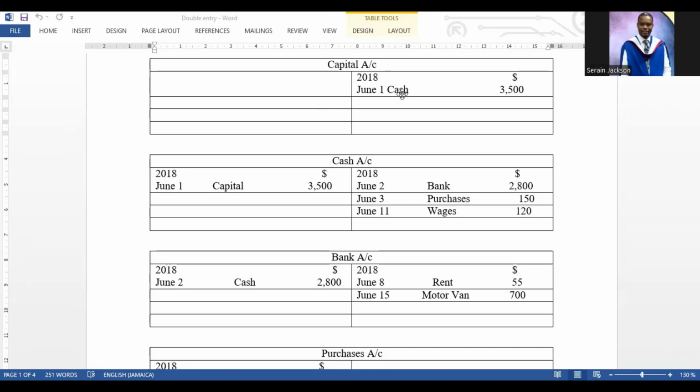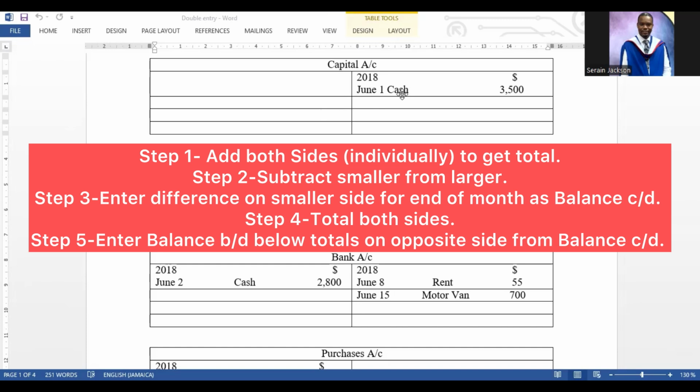All right, so here we go. Some key principles that we must remember when balancing off double entry accounts is that we must follow 5 key steps. The first step is to add up both sides to find their totals. The second step is to subtract the smaller amount from the larger side, so the smaller side from the larger side.